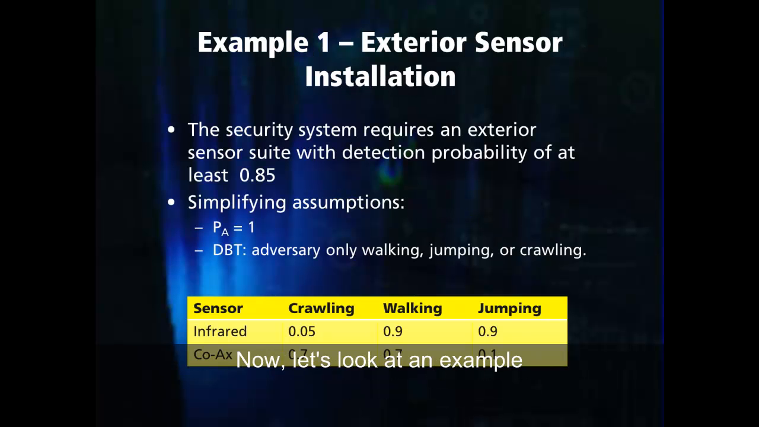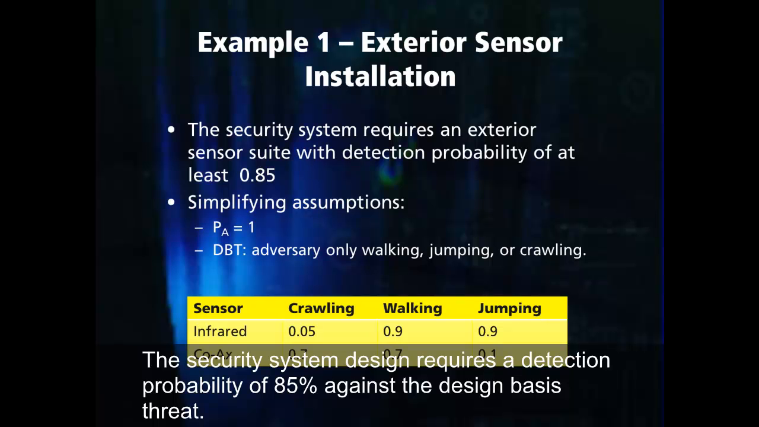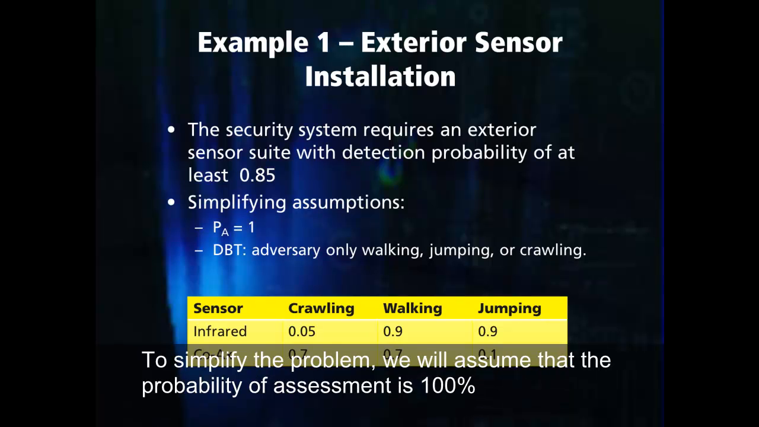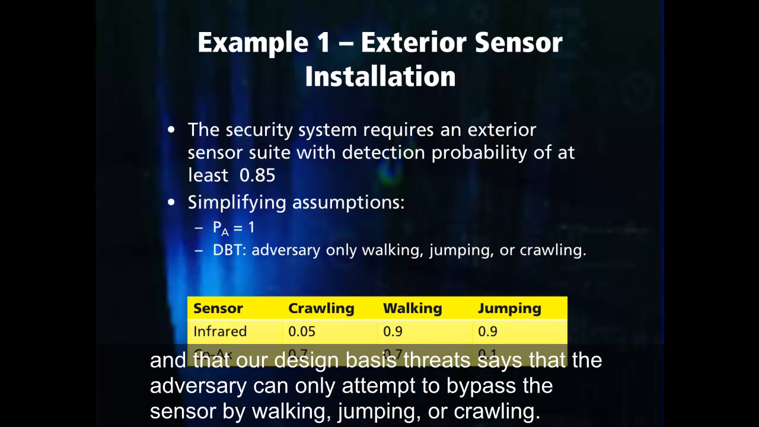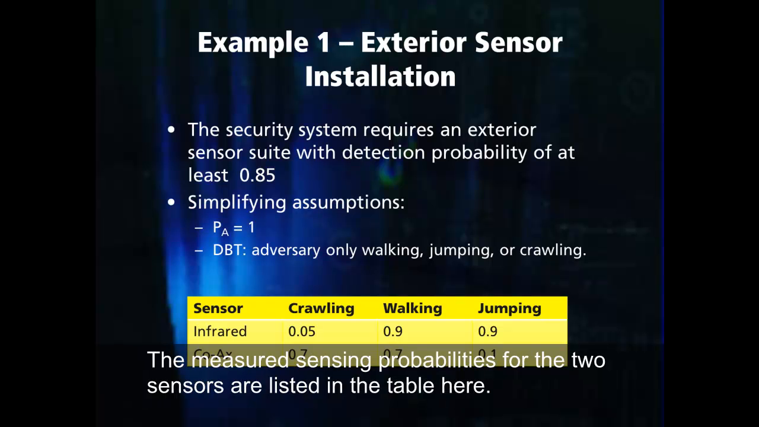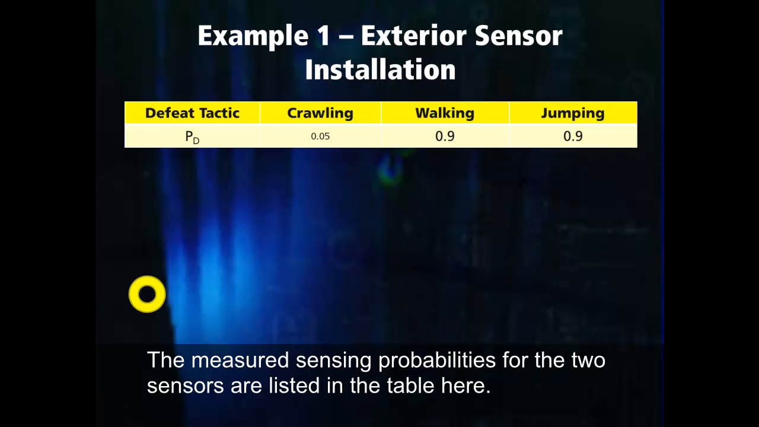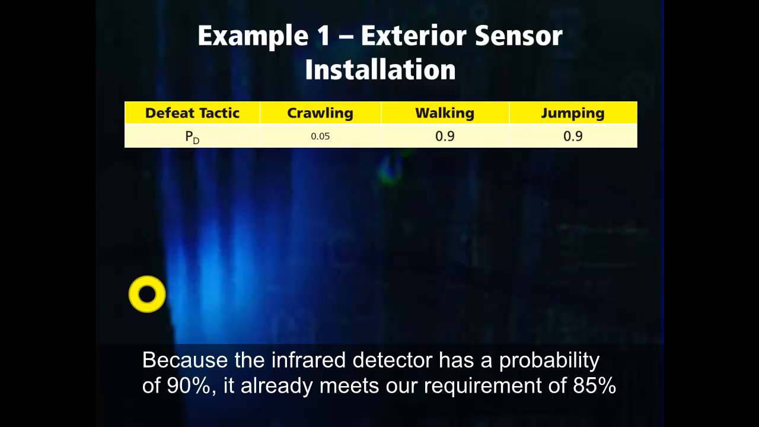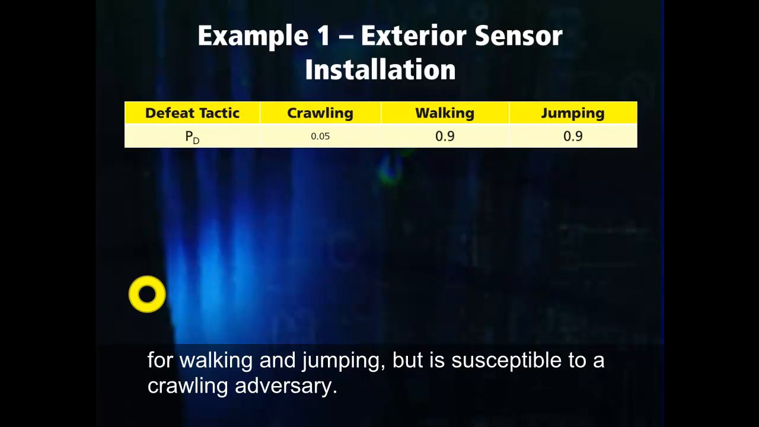Now let's look at an example. The security system design requires a detection probability of 85% against the design basis threat. To simplify the problem, we will assume that the probability of assessment is 100% and that our design basis threat says the adversary can only attempt to bypass the sensor by walking, jumping, or crawling. The measured sensing probabilities for the two sensors are listed in the table here. Because the infrared detector has a probability of 90%, it already meets our requirement of 85% for both walking and jumping, but is susceptible to a crawling adversary.